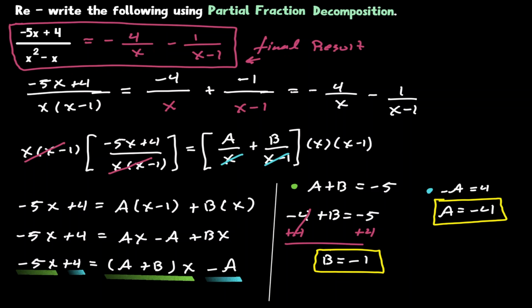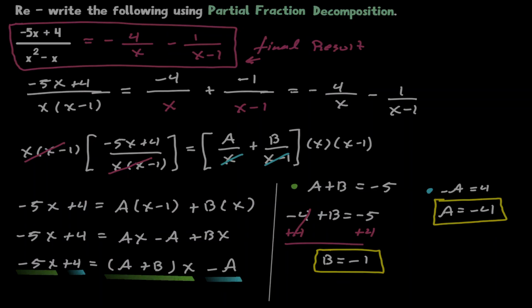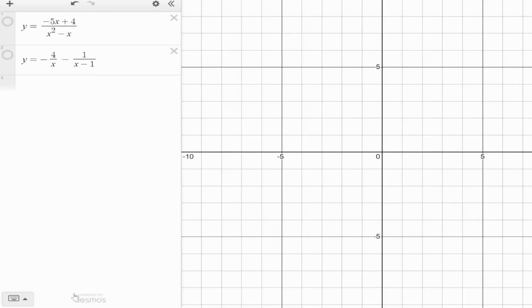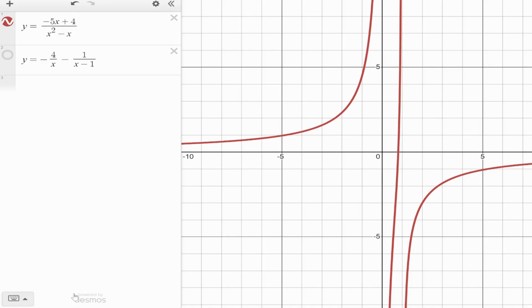So now let's show that they're actually equal. Let's graph the rational that we were given, and then let's graph the rational that we just found. So let's start by graphing the original problem, (-5x + 4) divided by (x² - x). But now let's graph the result that we found. Notice that they are overlapping. They have the same graph, therefore they're equal to each other. So we have shown that our result makes sense.